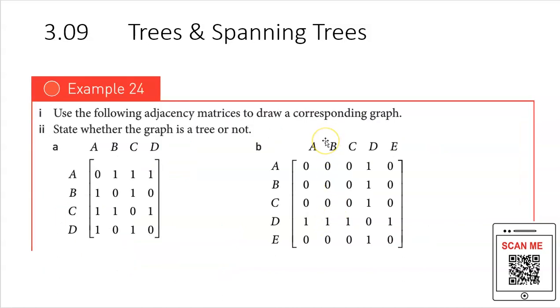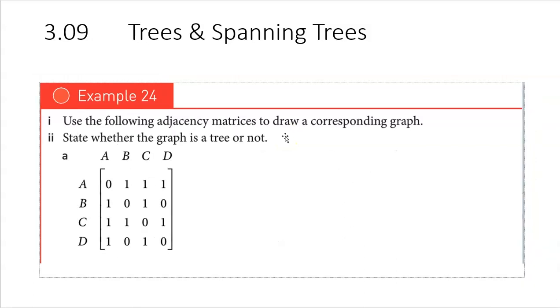Example 24. Use the following adjacency matrix to draw the corresponding graph. Let's look at the first one, A. So you can move to the next slide as well because it's the same question. How do we draw the corresponding graph? From this matrix, you have 4 vertices A, B, C, D. First, you draw the dots. You have 4 dots, so draw the 4 dots and label them A, B, C, D.